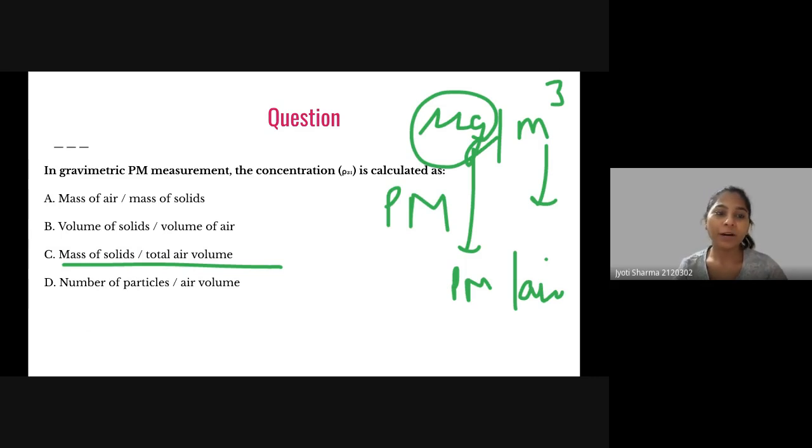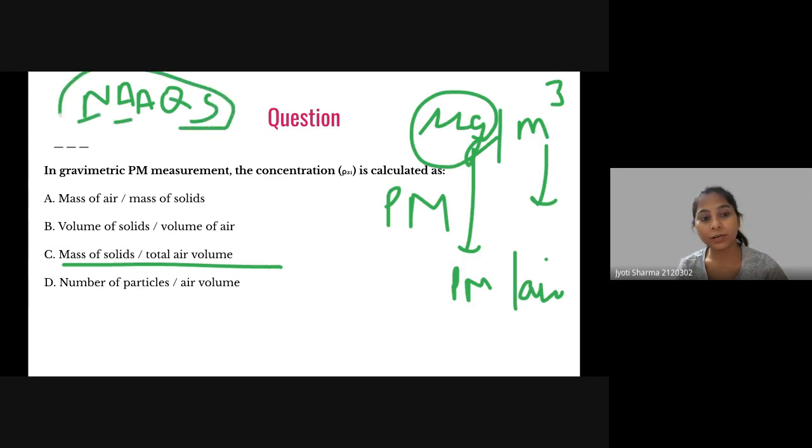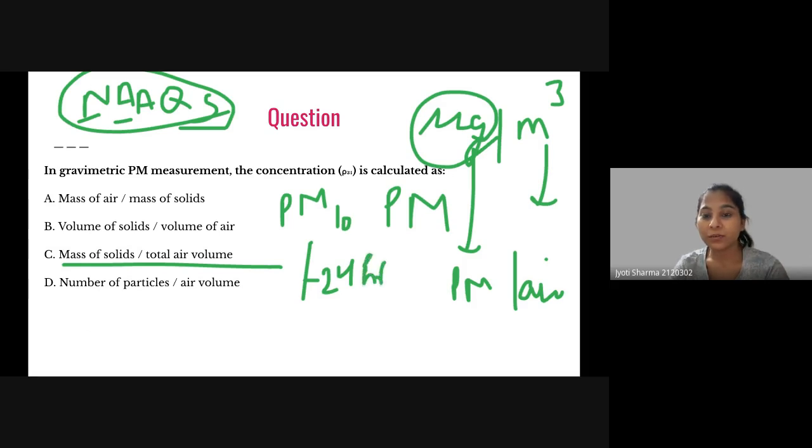Have you heard about this NAAQS? That is National Ambient Air Quality Standard. This is for India. Can you tell me what value of this particulate matter 10 we should have on a 24 hours basis? What is the unit for that? And for the yearly also, we have annual. You can say annual.